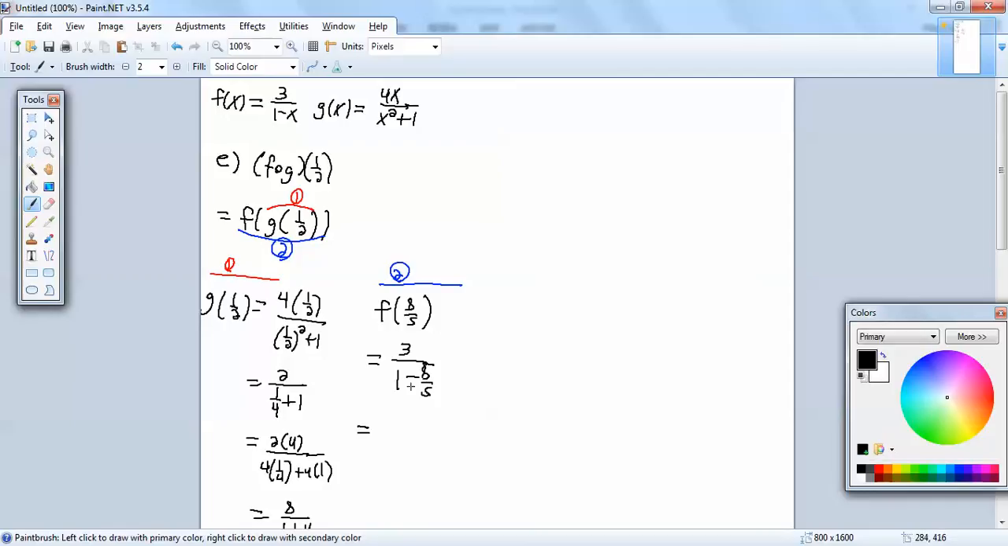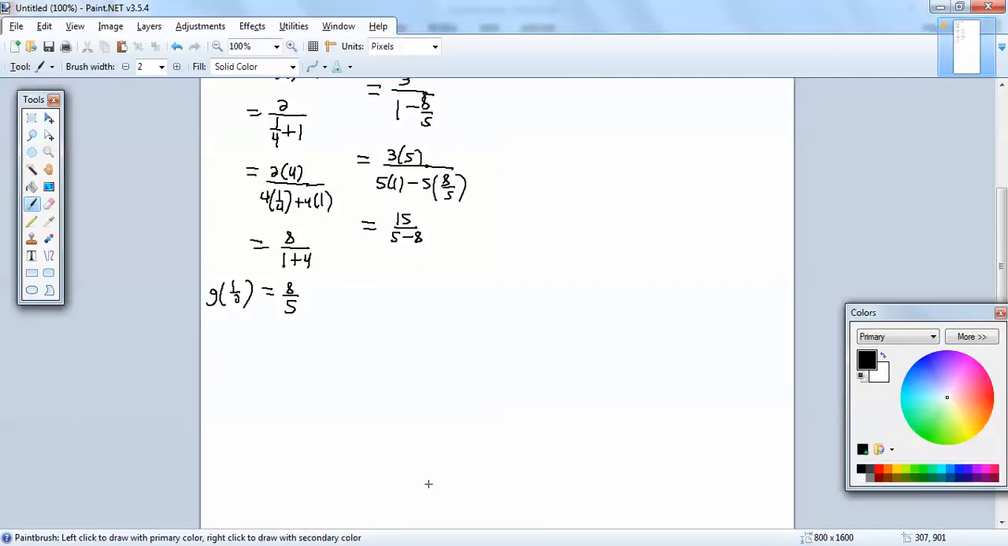This is again a complex fraction. I'll multiply everything by the LCM of all our inner denominators, which is 5. So I take 3 times 5, 5 times 1 minus 5 times 8/5. 3 times 5 is 15, 5 times 1 is 5, minus, those 5's cancel, and I got 8. 15 minus 8 is 7, and 15 divided by 7... assuming no basic math error anywhere.